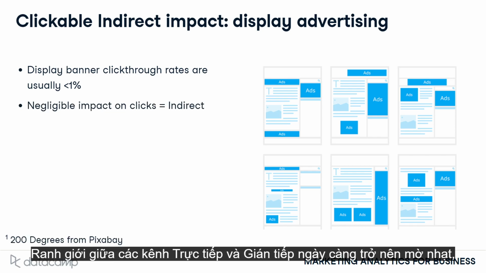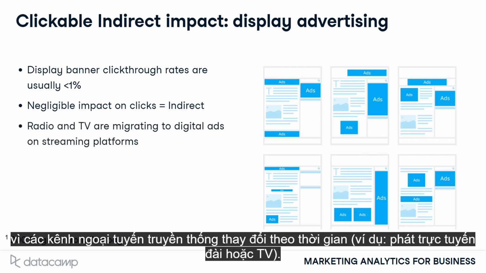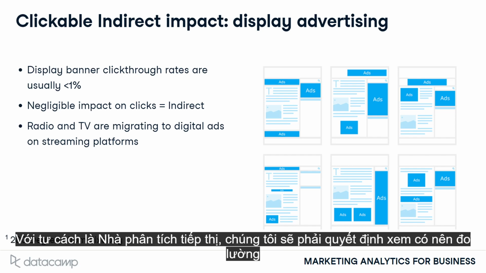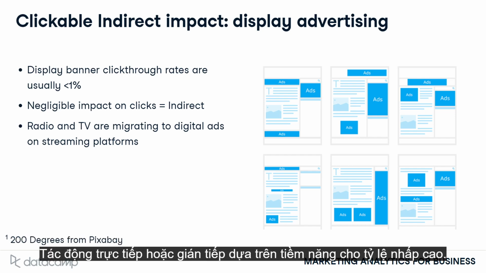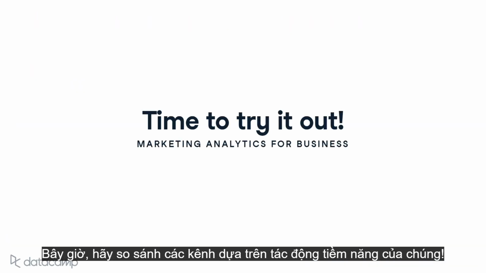The lines between direct and indirect channels are becoming increasingly blurred as traditionally offline channels change over time. For example, streaming radio or TV. As marketing analysts, we will have to decide whether to measure direct or indirect impact based on the potential for a high click-through rate. Now, let's compare channels based on their potential impact.